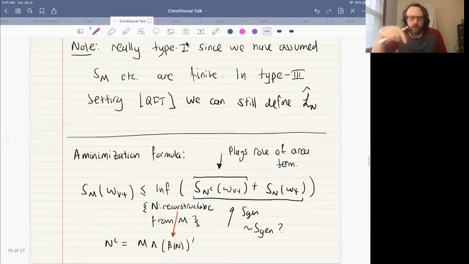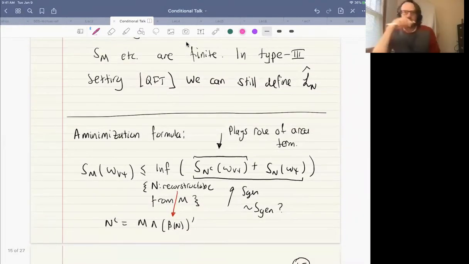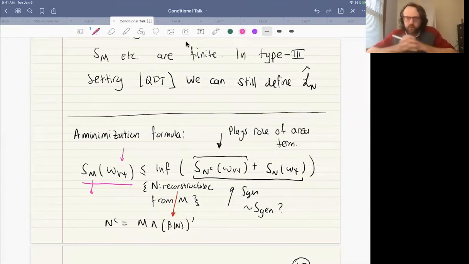Good. There's an interesting way to write this, which makes it a little bit more like the RT formula, where you write it as some kind of minimization. So you can prove the following result. We're trying to calculate the entropy of the boundary region M for some state on the code subspace. You can always show that that's less than the following minimization quantity. So I minimize over all possible reconstructible algebras N.